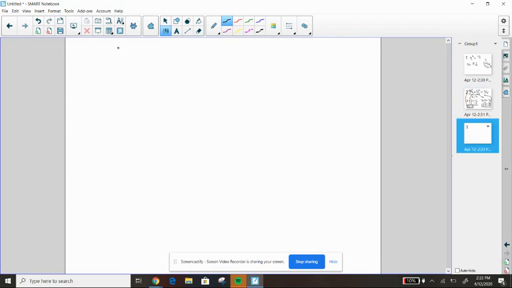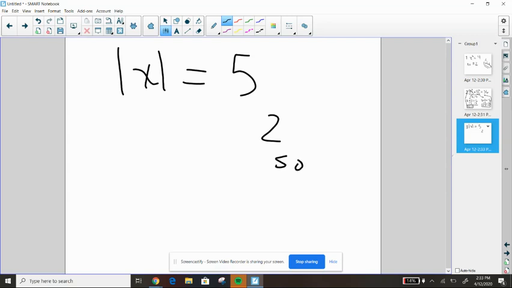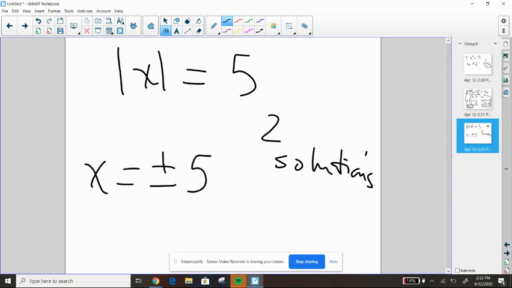So how about absolute value? If absolute value of x equals a positive number, then again, I know immediately that I have two solutions. So in this case, x can be positive or negative 5. Try one.